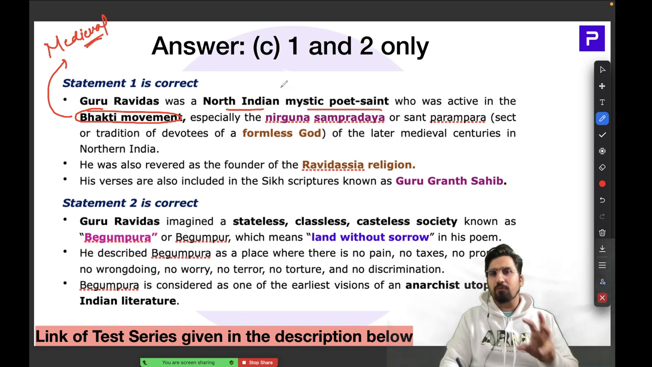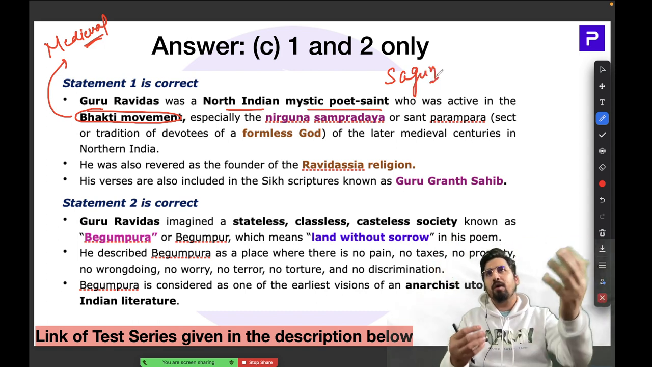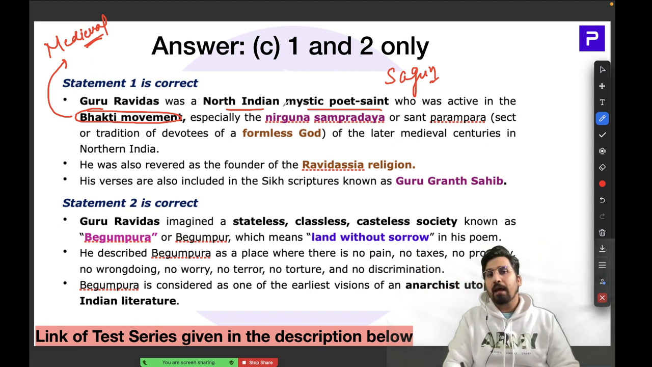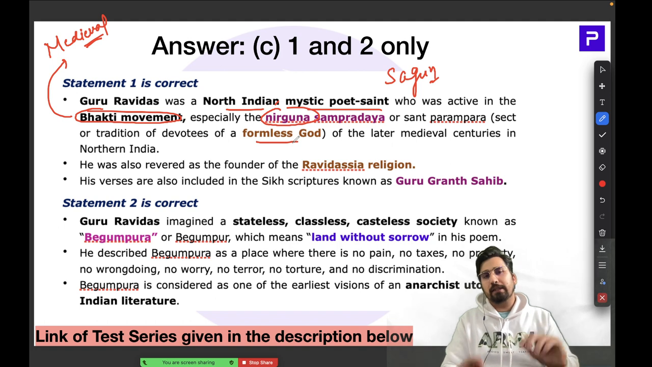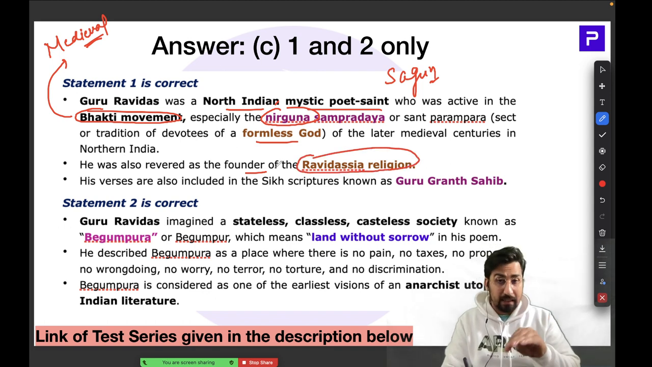Now you see, in the Bhakti movement also, there were two factions. Some people were going for Sagun Bhakti. Sagun Bhakti means worshipping God in some divine form, in the form of a figure, where you have a face of the God. The other section was Nirgun Bhakti, which is formless worship. Guru Ravidas belonged to Nirgun Bhakti, the formless worship, and he was also the founder of a new religion that was emerging in North India at that time, called the Ravidasiya religion.